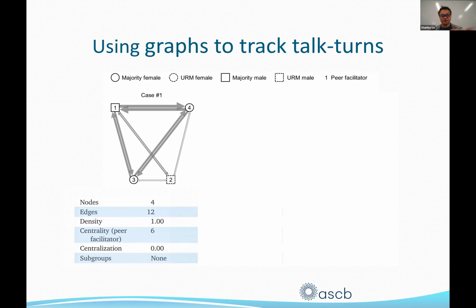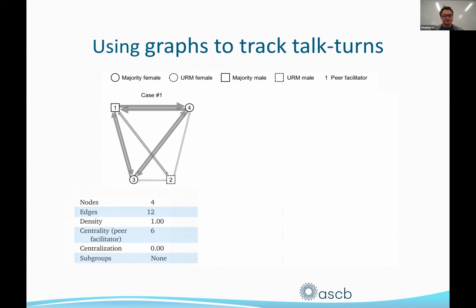Here we have the number of nodes, which are the number of people, which is 4 people. Edges are all the arrows that are involved. In this case, all the edges are present. All the possible edges are present. And so then density is 1. Density is a normalized number going from 0 to 1 to measure how many of these arrows are present out of all the arrows or transitions that could be possible.